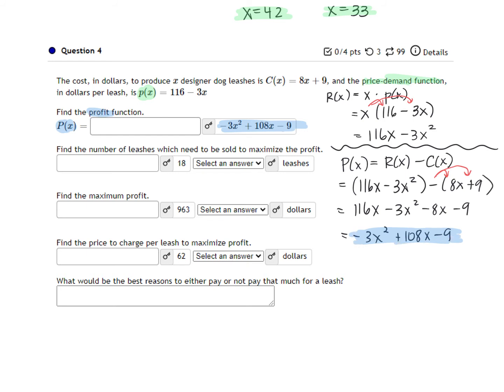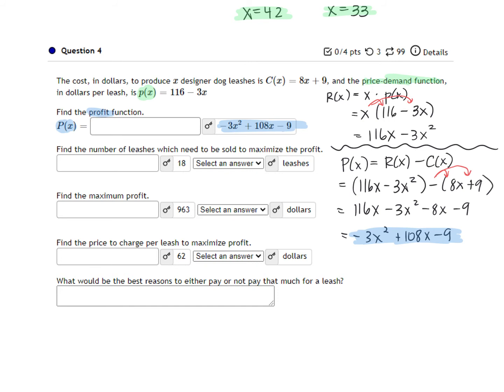So whenever you're given the price demand function, you can use that to find the revenue. That's kind of the first step. And then to find the profit, you subtract revenue minus cost. Okay, so let's look at the next part.